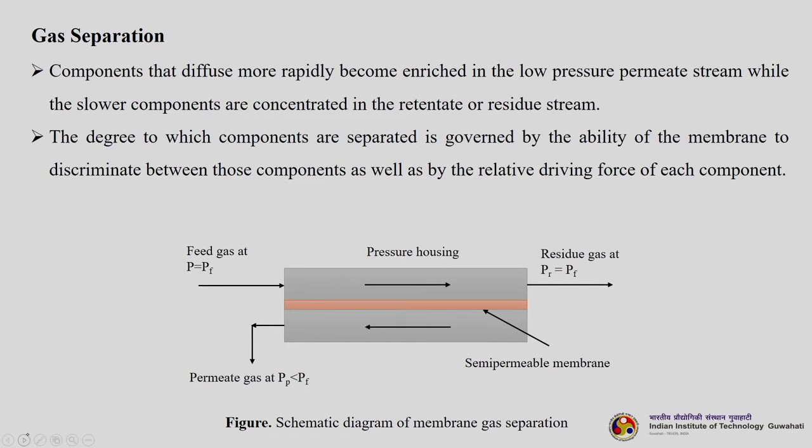So, you can see this is the schematic: feed gas at P equals Pf, where Pf is the feed gas pressure. The residue gas coming out is at Pr equals Pf, and the permeate gas is at Pp less than Pf. So, this is one of the major things: the pressure of the permeate gas should be lower than that of the feed gas.